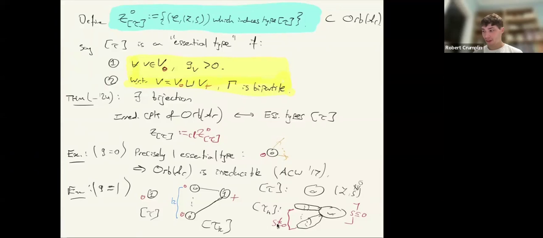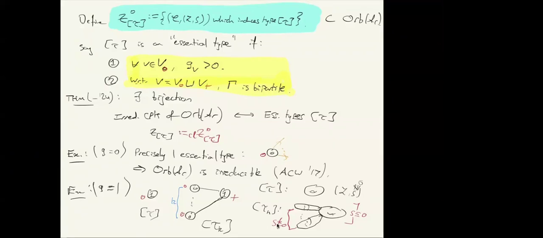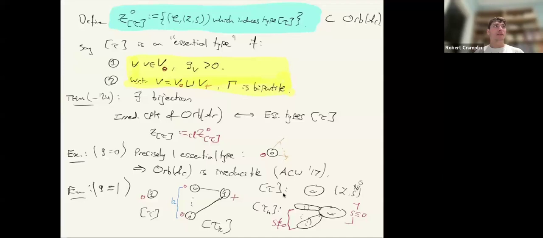Yeah. Any questions about anything? You say there's a bijection between irreducible components and essential types. What can we say about non-essential ones? Is it an intersection between irreducible components, or something else, or can we not say? Oh yeah, no, that's a very good question.